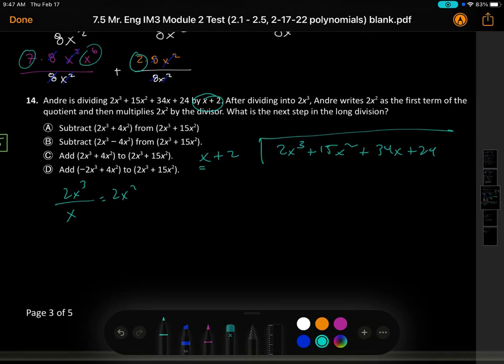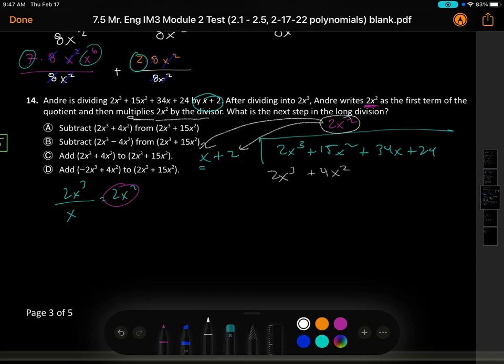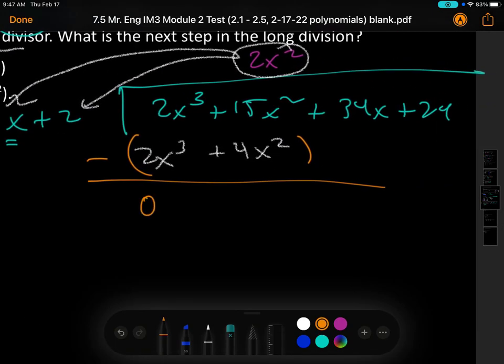Andre writes 2x squared as the first term of the quotient, so now you're putting the 2x squared, which we got, right, and putting it above here, and then we're multiplying by the divisor, so we're multiplying here and here. This would get me 2x to the third plus 4x squared. Now it says, what is the next step? Now, you need to subtract, so this would be 2 minus 2 is 0x to the third, which we don't need to write. And 15 minus 4 gives you 11x squared. And you bring this one down.